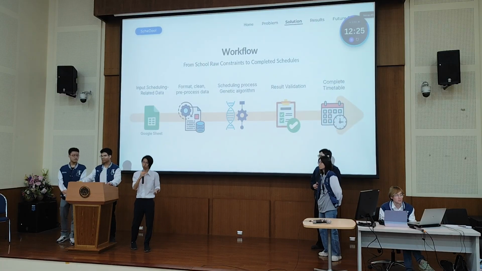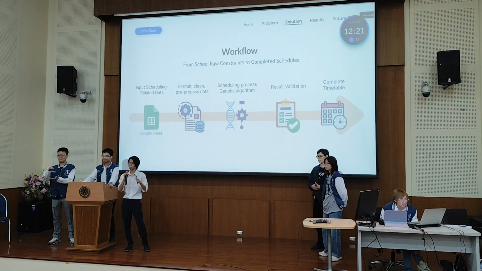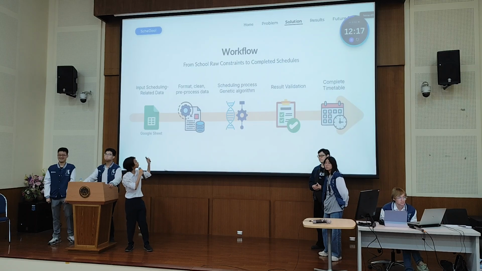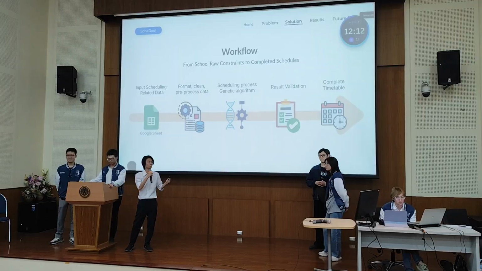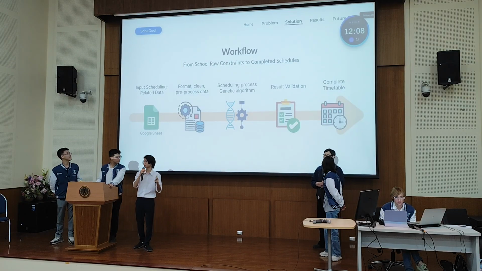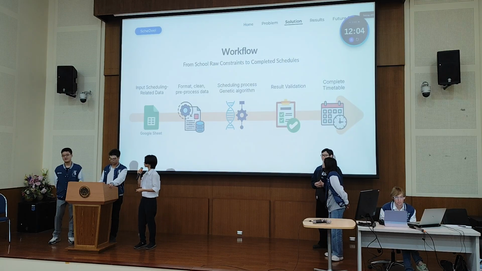Here's our workflow in a nutshell. We put constraints in the form of a CSV file and shove it into our system. We clean it, format it, put it through a genetic algorithm to schedule it, and we validate it. And voila, we get complete timetables. Now let's do a deep dive into the genetic algorithm.